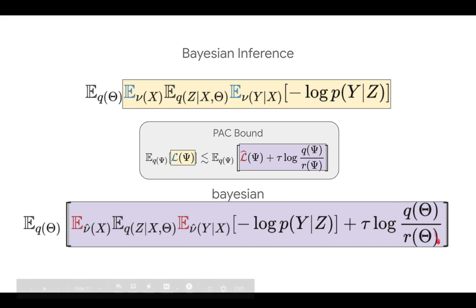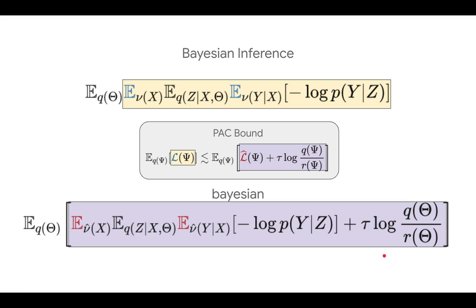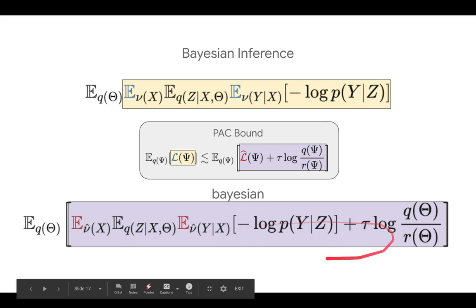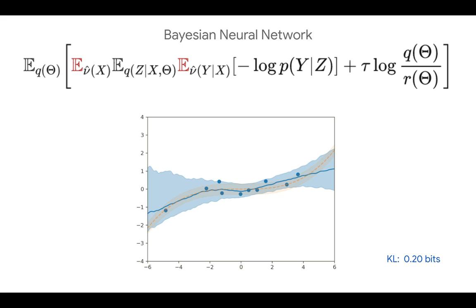And this risk is one that if you minimize it, even though it might not look like it, it is doing exactly the sort of Bayesian inference that you know and love. The minimum of this risk with respect to Q of theta is exactly the Bayesian posterior with some temperature tau. And so you can do that, right? Train a Bayesian neural network. If you train a Bayesian neural network in this case, you minimize this risk.